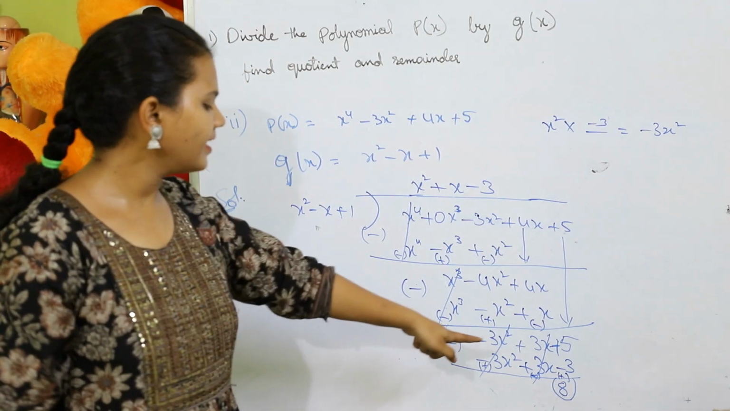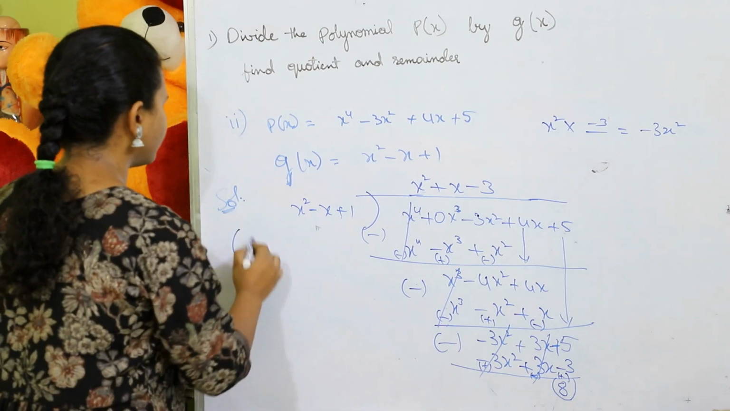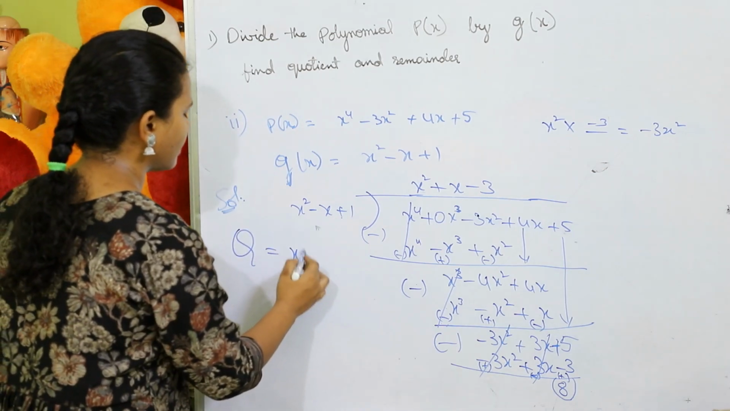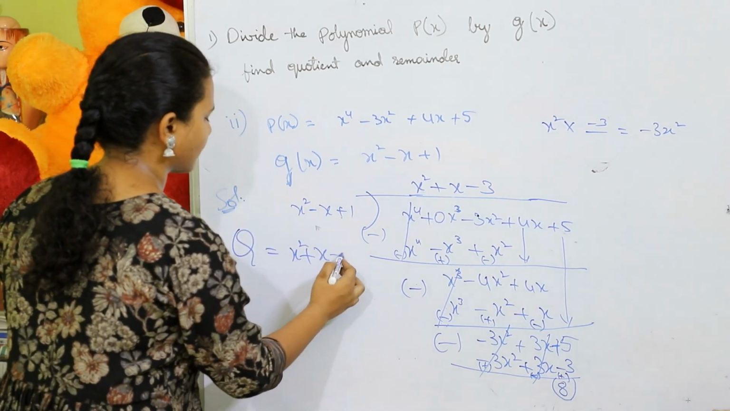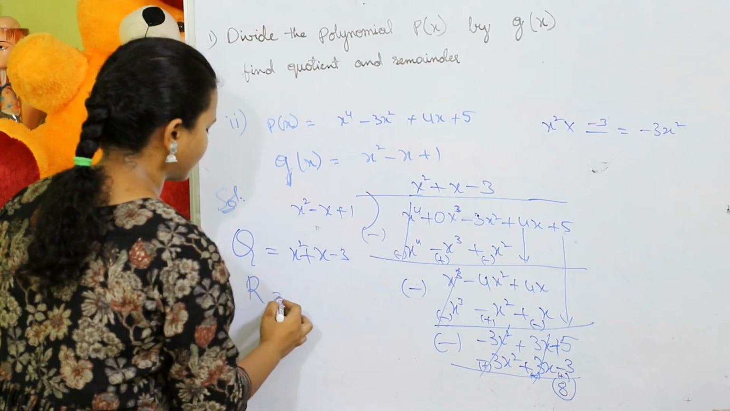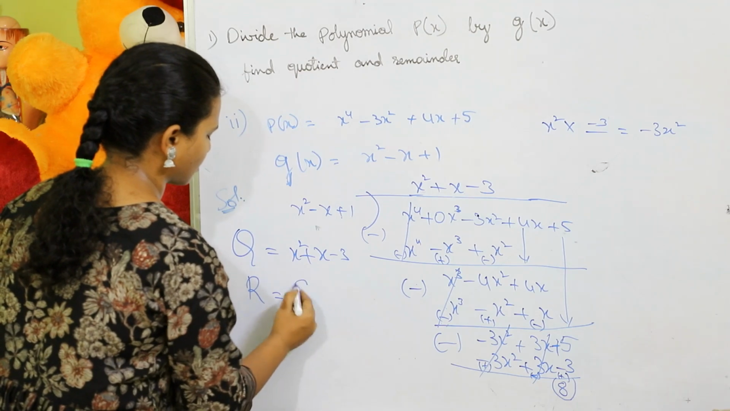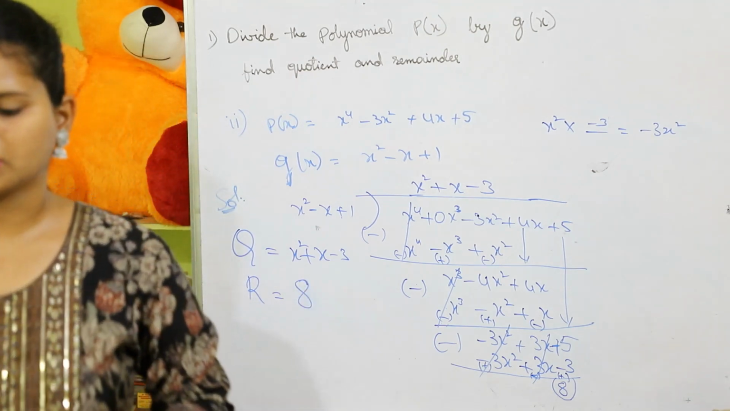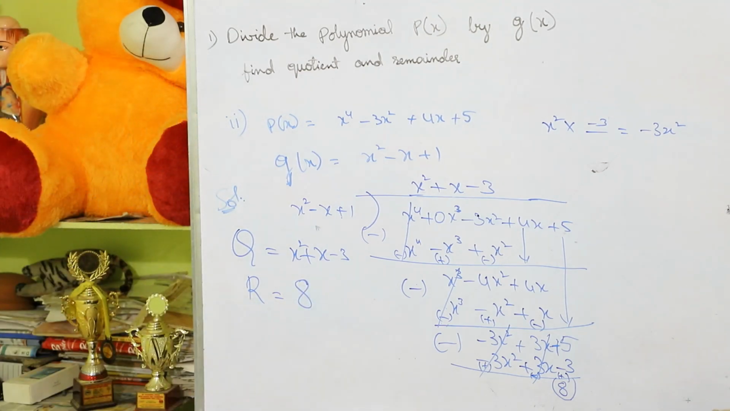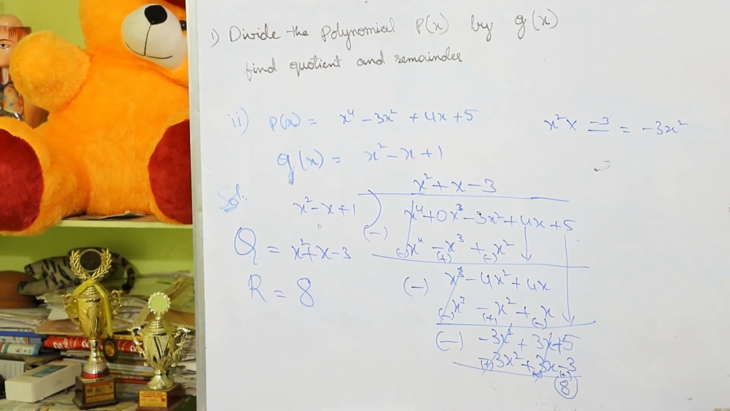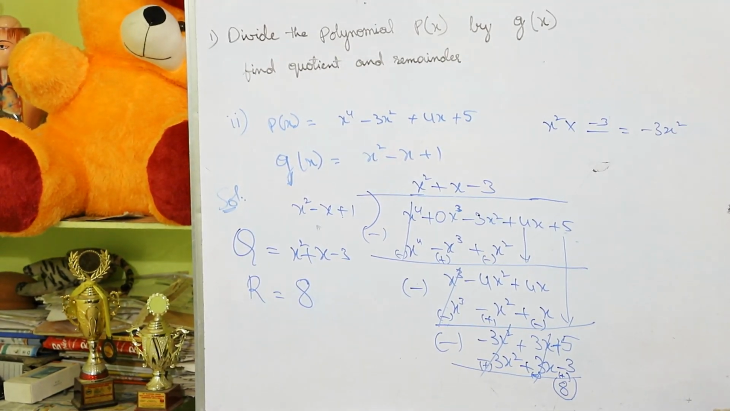Okay, 8 will be the remainder, guys. Clear? The quotient is x square plus x minus 3, and the remainder is 8. 8 is the remainder, guys. Is this clear? Very good. Is this clear? Now let me go for the next one, the third one.